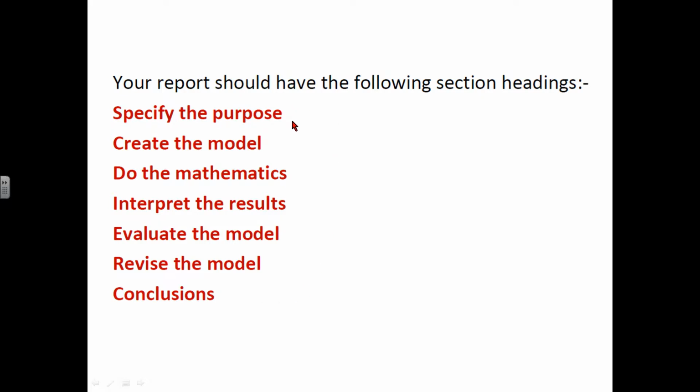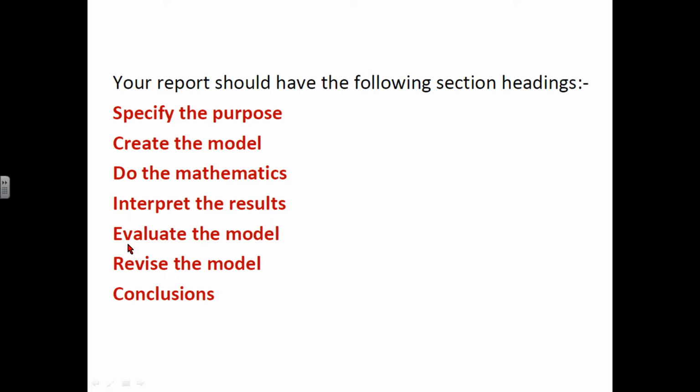It's always helpful. Start each section heading with a new page, so it's easy to find, even though this is probably going to be barely a quarter of a page. Specify the purpose. Section heading 1. Create the model. Number 2. Do the mathematics. Number 3. Interpret the results. Number 4.